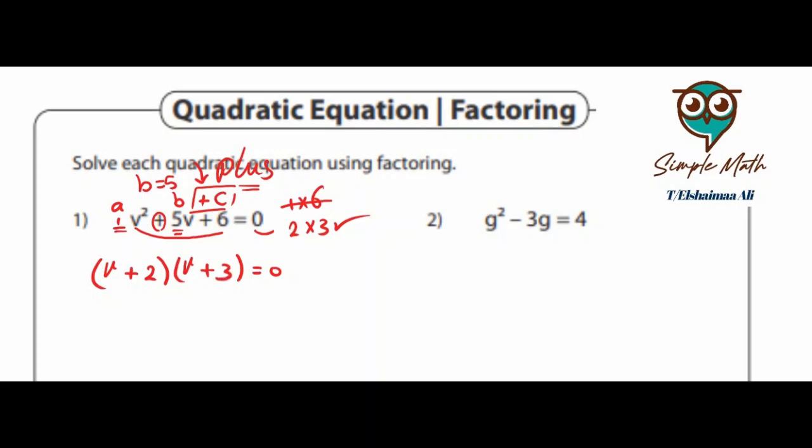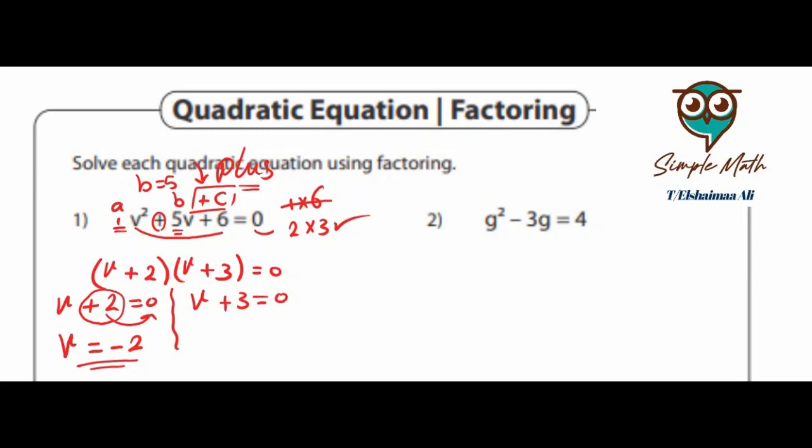Here we have two expressions equal to 0. The first equation to get the value of v is v plus 2 equals 0, and we also have v plus 3 equals 0. Then we have a simple equation, so we can take 2 to the other side with a different sign, so v is equal to negative 2, and this is the first value for v.